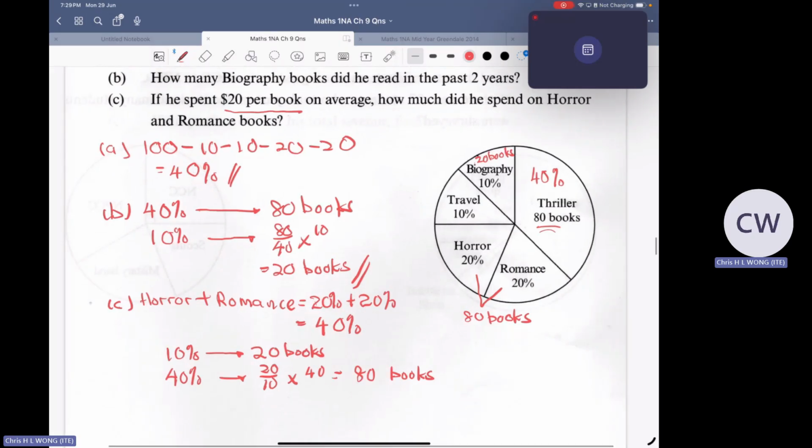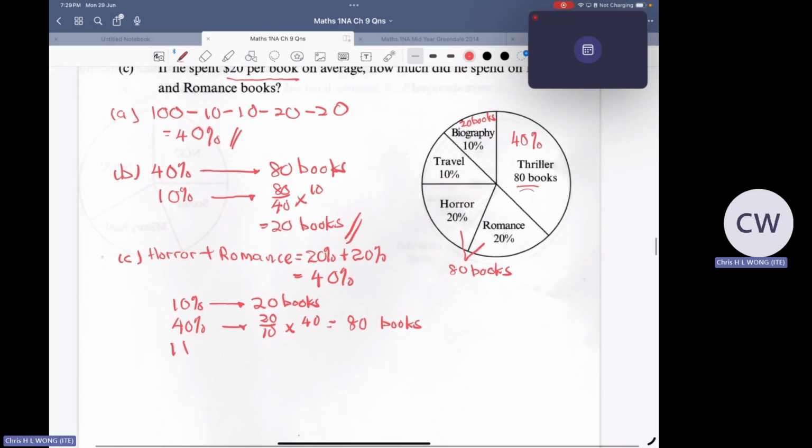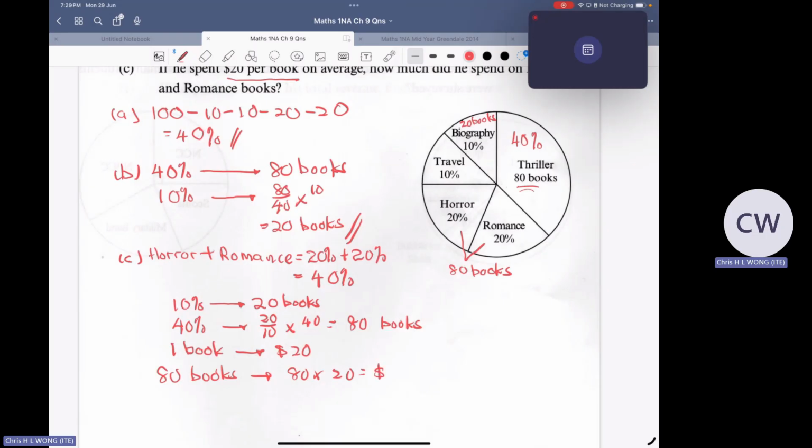So one book, he needs to spend $20. But he bought 80 books. So that gives you 80 times 20. 8 times 2, 16. $1,600 for horror and romance books for the past 2 years. That's the answer. Yes? Okay.